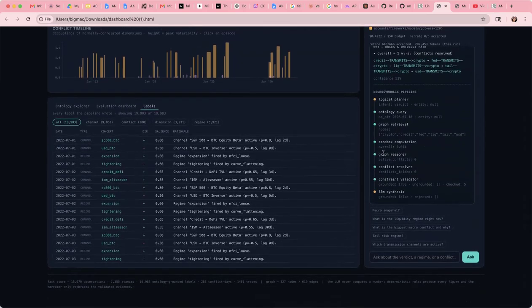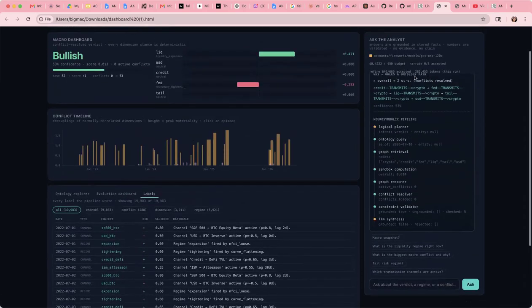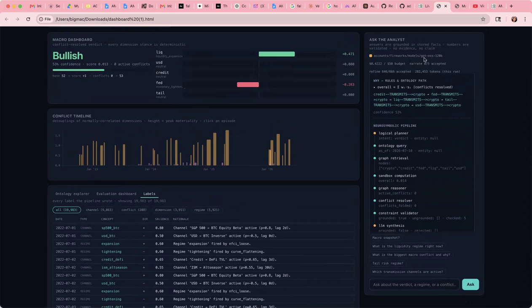I have used the Fireworks API, as you see here, and also used the AMD compute platform as well as my laptop, and I have used Claude Code.